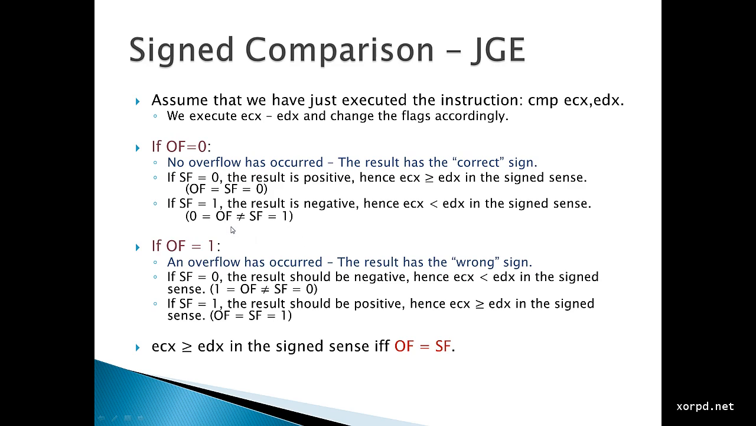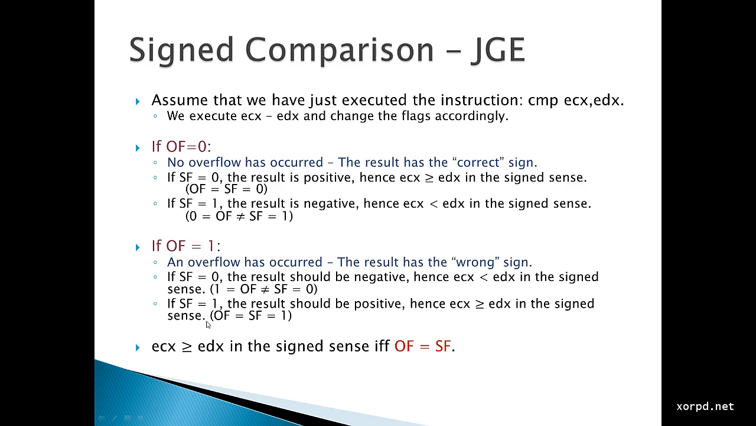Let us summarize. Let's see all the cases where the overflow flag equals the sign flag. Those cases are this case, okay, and this case. In both of those cases, we have that ECX is greater or equal than EDX. We can also see that in all the other cases, we have the opposite. We have that ECX is smaller than EDX.